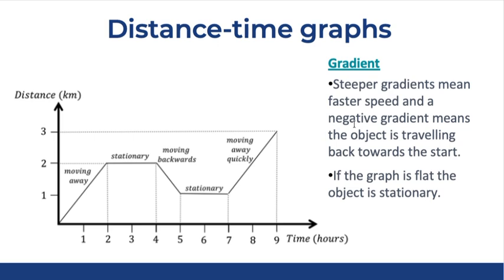Now if the graph is flat, the object is stationary, right? So this is what our understanding is. Because there's no change in distance, the line is flat. If you are trying to head back to where you started, the line would be represented going down. All right, so we can easily calculate our speed by putting the distance over time, right?